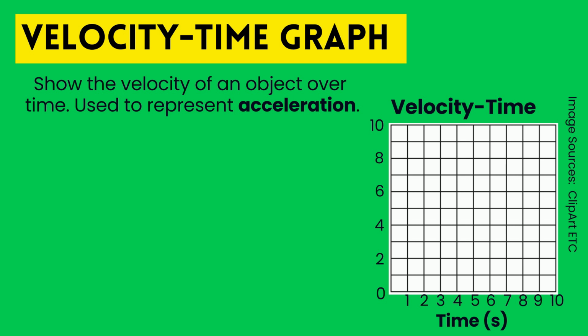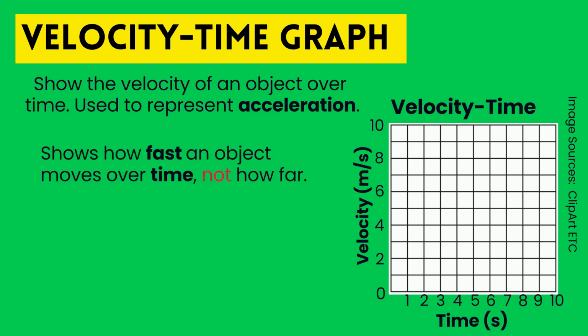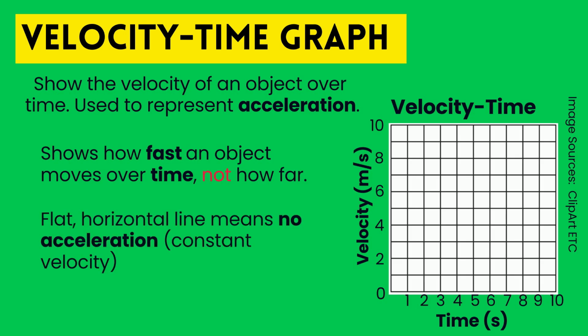Velocity time graphs use lines to show acceleration. The y-axis marks the velocity of the object. This means the graph shows you how fast the object is moving over time, instead of showing you how far the object is moving. On a velocity versus time graph, a flat horizontal line doesn't mean the object is stopped. It means the velocity is constant, so there's no acceleration.